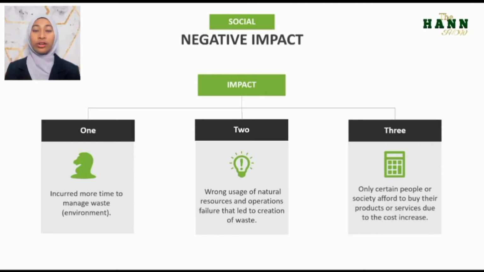Lastly, only certain people or society can afford to buy their product or service due to the cost increase. When the company uses natural resources in their product, the cost will increase, and only certain people who can afford it will buy it.